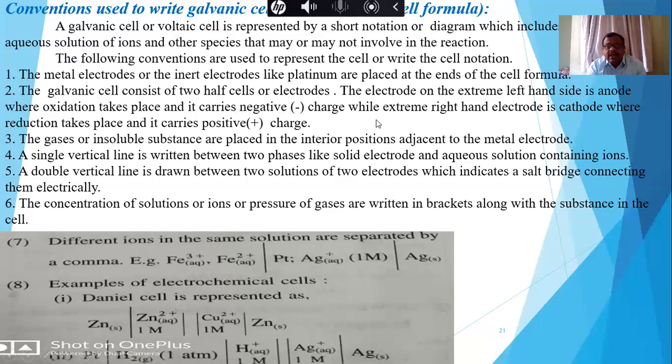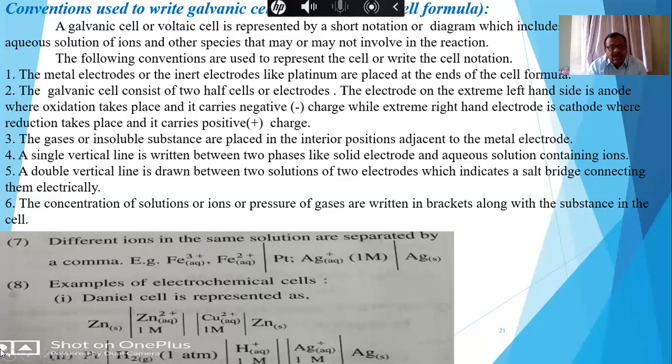While the electrode at the extreme right hand side is called the cathode, where the reduction reaction takes place, and this electrode carries a positive charge. The gases or insoluble substances are placed in the interior position adjacent to the metal electrode.